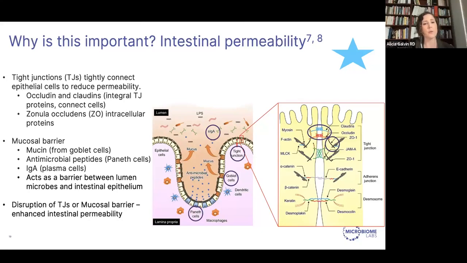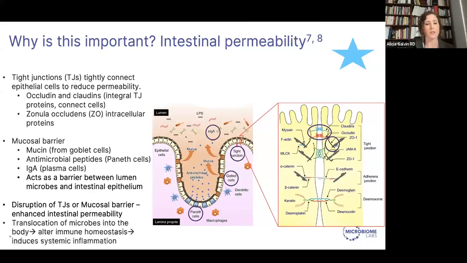So if you have any disruption in the tight junctions or in the mucosal barrier, that's when you get that intestinal permeability. It's not necessarily one or the other. Typically, it's going to be both, because if you have certain conditions that are breaking down the tight junctions, you're probably going to have those same conditions degrading that mucus barrier. So they typically go hand in hand, but they both lead to intestinal permeability.